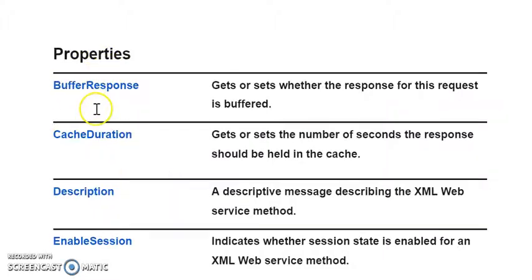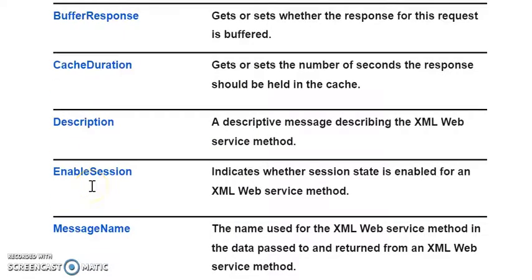Then which are the different properties? These properties are BufferResponse, then CacheDuration, which we will see in the next point also, and EnableSession. BufferResponse is related to the buffer, whether it is buffering or not. CacheDuration is where we set the duration for which that particular data will be held in the cache. Description will describe this web service method. EnableSession will determine whether the session is enabled for the XML web service or not.